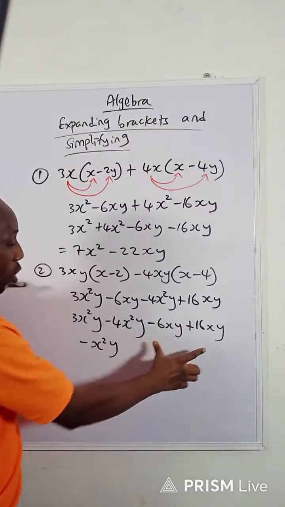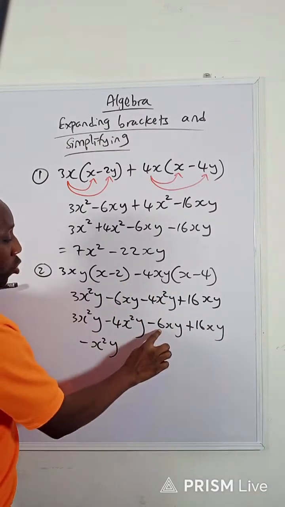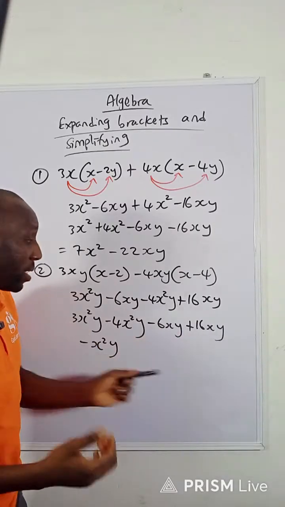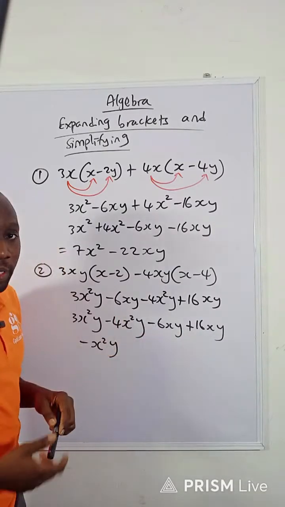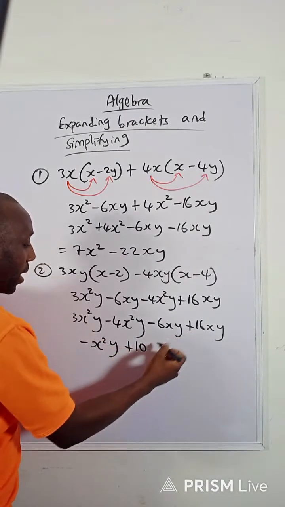You see that? Now let's come here. xy, same term. You do negative 6 plus 16. Negative 6 plus 16 is the same as saying 16 minus 6, which is what? 10. So that will be plus 10, then xy.